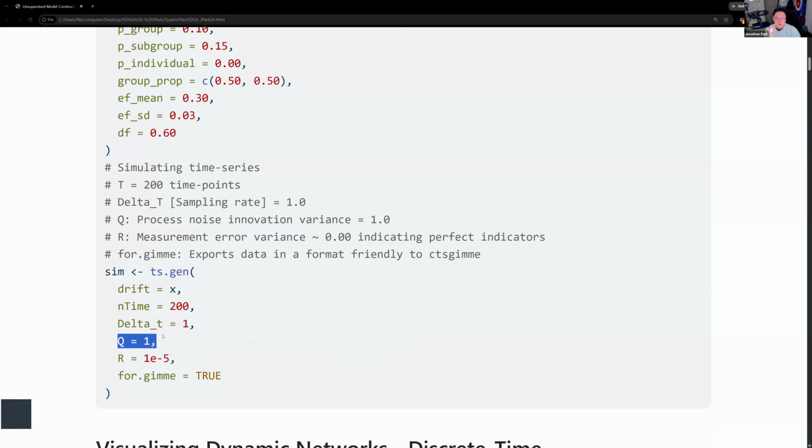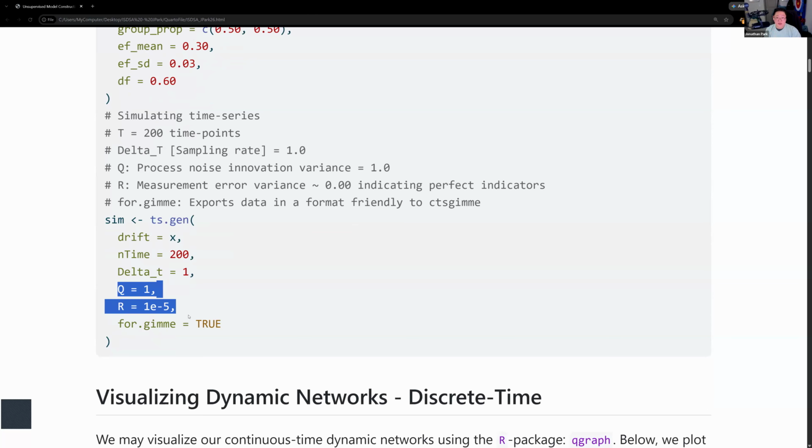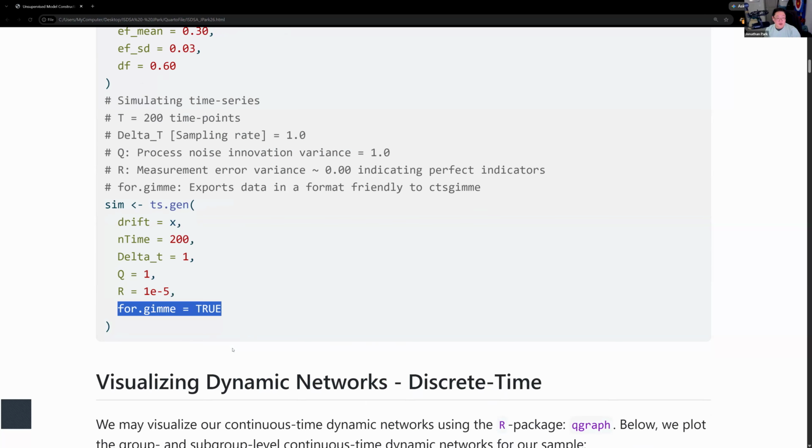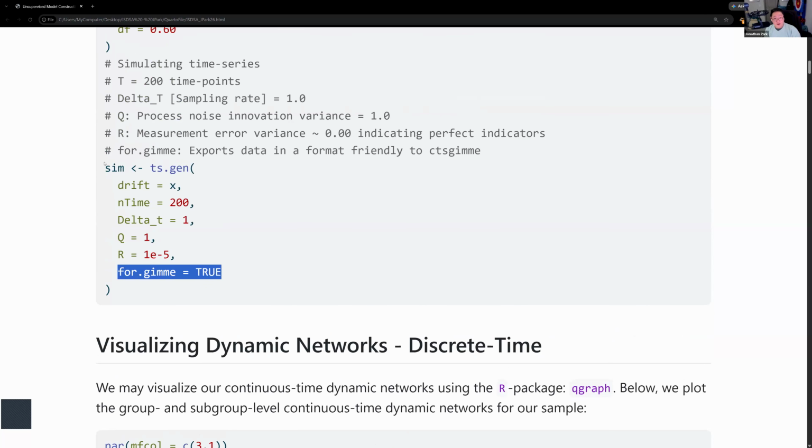Our continuous time process noise, in this case, we're going to set to just be diagonal. And our measurement error variances are near negligible, so we have almost perfect indicators. If you provide scalars, then I automatically turn it into a matrix for you of the same size as your drift matrices. If you want to provide custom drift matrices, you would just supply the whole matrix instead. This gimme argument, in this case, we'll just set to true. This just creates a long form data set as opposed to a list form data set that I sometimes use for testing. So we've generated our time series.